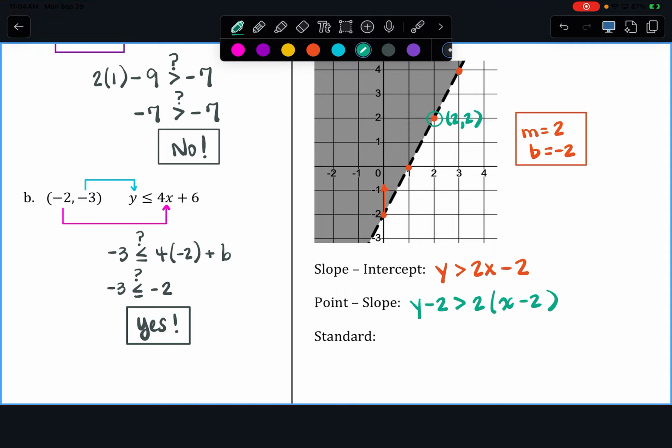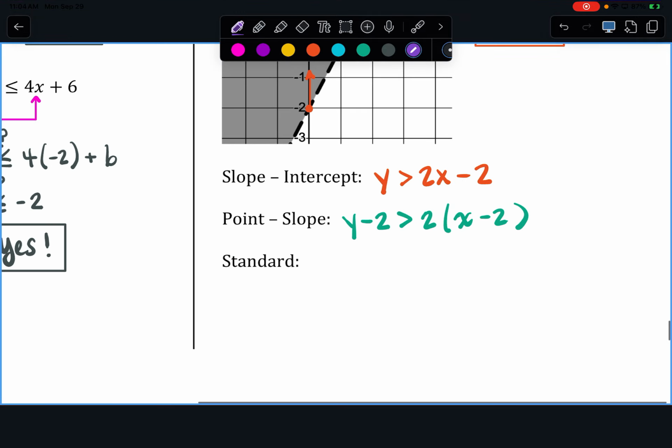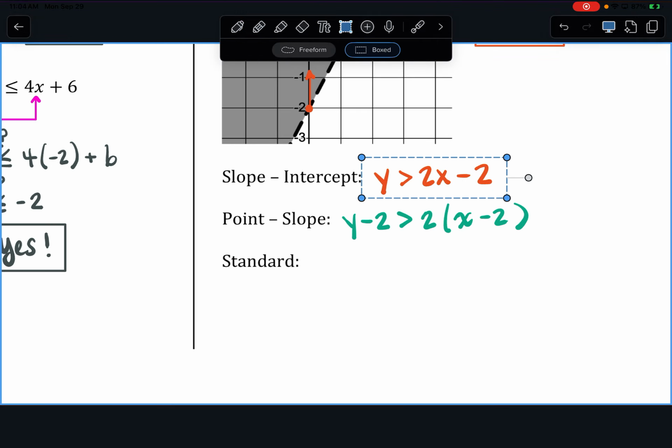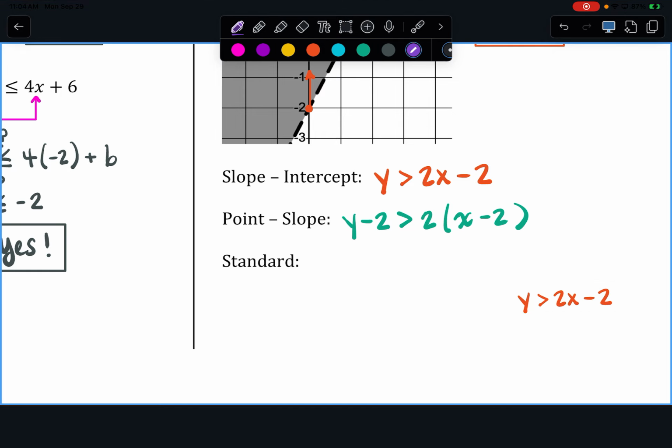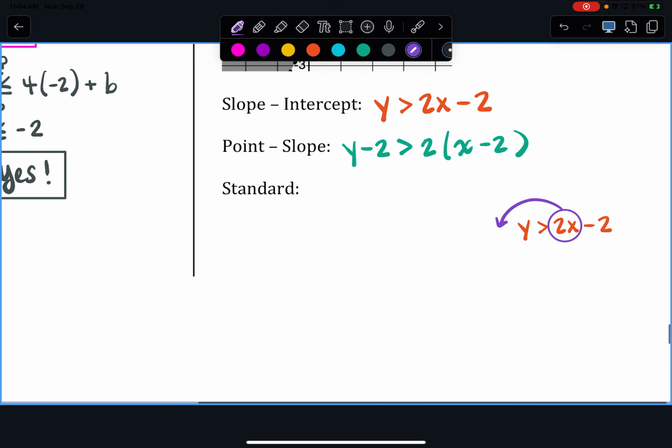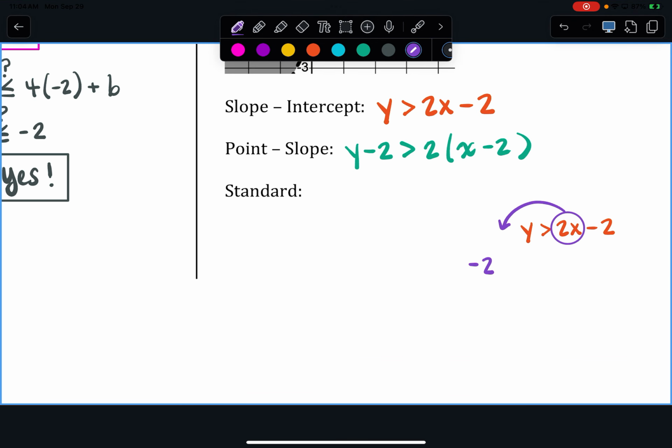All right, and then last but not least is standard form, which I'm going to use my slope-intercept form. I'm going to copy and paste that over here. I'm going to use him to get into standard form. Again, it's the same 2 steps. So I'm going to take my positive 2x, and I'm going to move him to the other side, which has to change signs because we're subtracting it over. There we go.